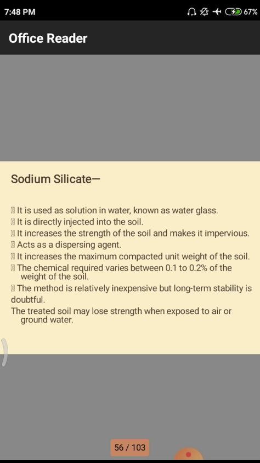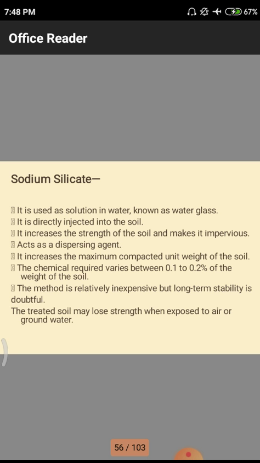It increases the strength of soil and makes it impervious. In the first point we have discussed, it is water glass. Normally glass will not allow water content because of its particle structure. Likewise here also we are injecting the particular chemical into the land, so that the chemical will not allow water content into the soil, so that it will simply act as a layer, acting as a dispersing agent. Dispersing means simply a layer that will not allow the content of water.